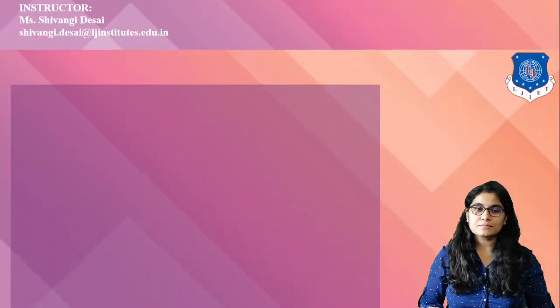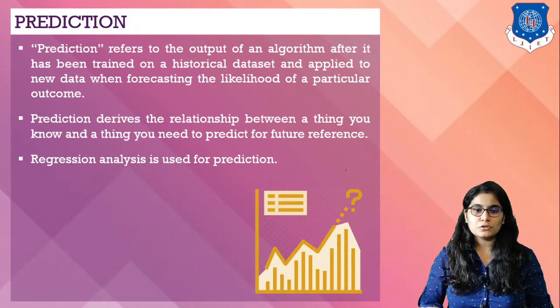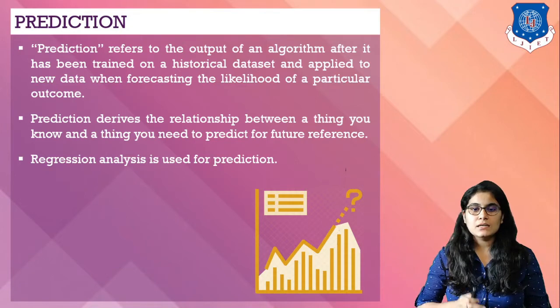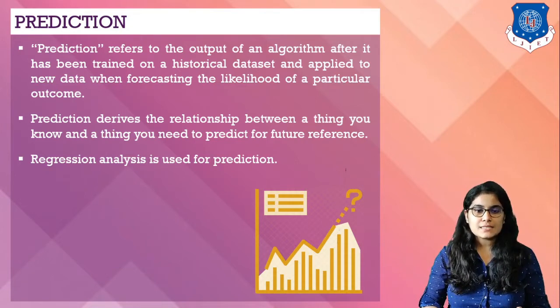So let's get started. Prediction refers to the output of an algorithm after it has been trained on a historical data set and applied to new data when forecasting the likelihood of a particular outcome, such as weather prediction. Prediction in data mining is to identify data points purely on the description of another related data values. It is not necessarily related to future events, but the used variables are unknown. Prediction derives the relationship between a thing you know and a thing you need to predict for future reference.